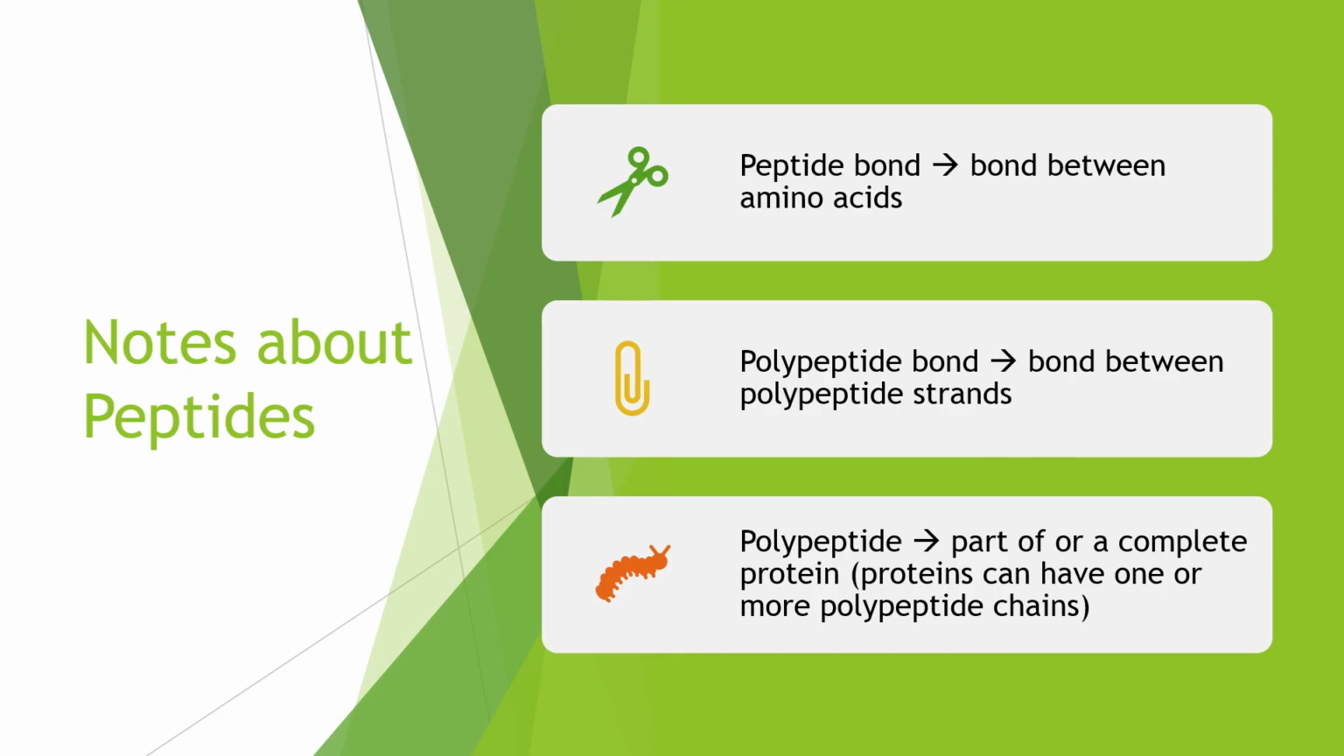That's all the material that is directly related to mutations for this video, but there are some additional notes that are going to be helpful for this week's and next week's activities. These are the definitions for peptide bonds, polypeptide bonds, and polypeptides. Peptide bonds are bonds between amino acids, which form the basis for polypeptides. Polypeptide bonds are bonds between polypeptide strands, and the polypeptide itself forms either a part of or a whole of the protein.